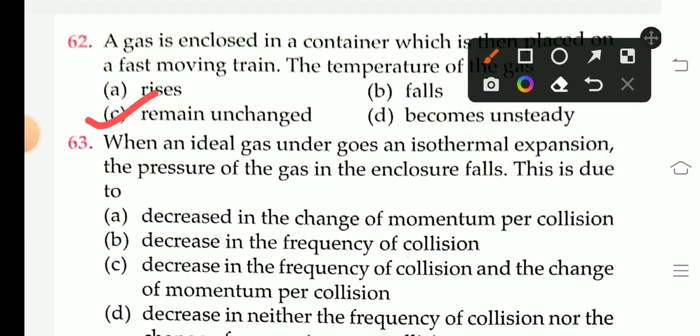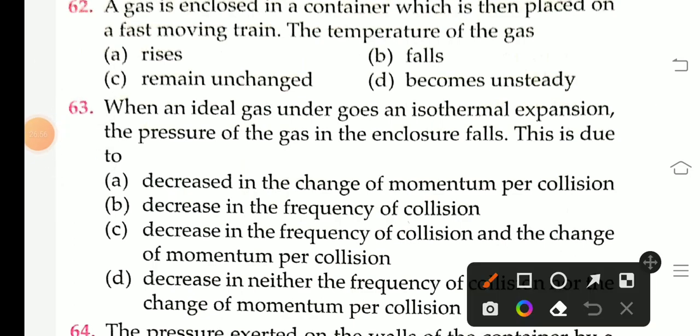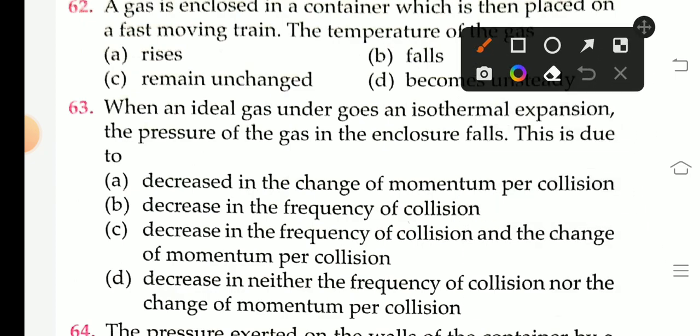Next, when an ideal gas undergoes an isothermal expansion, the pressure of the gas in the enclosure falls. This is due to, right answer will be option B, decrease in the frequency of collision.